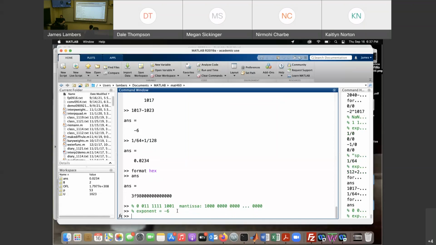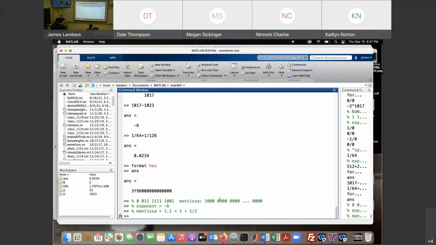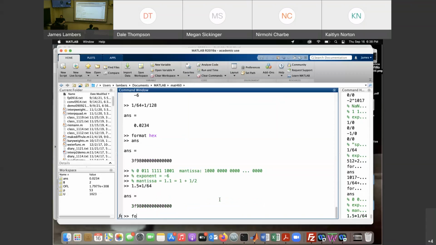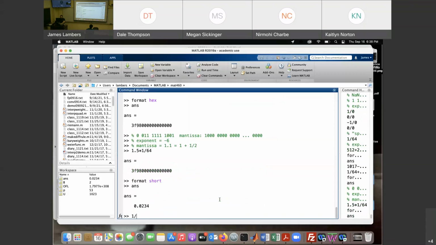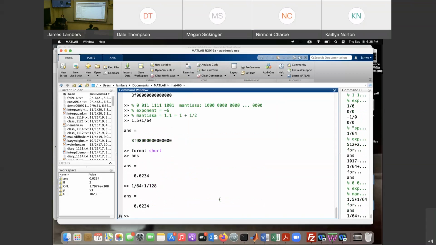So what we have is the mantissa is equal to 1.1 in binary, which is equal to 1 plus 1/2, because this corresponds to the 2 to the minus first place. So if I take 1.5 times 1 over 64, that's the number that I put together. All right, just wanted to do another example of text.